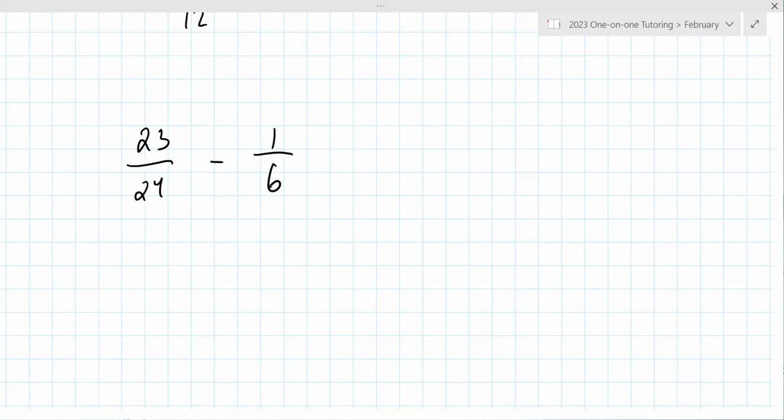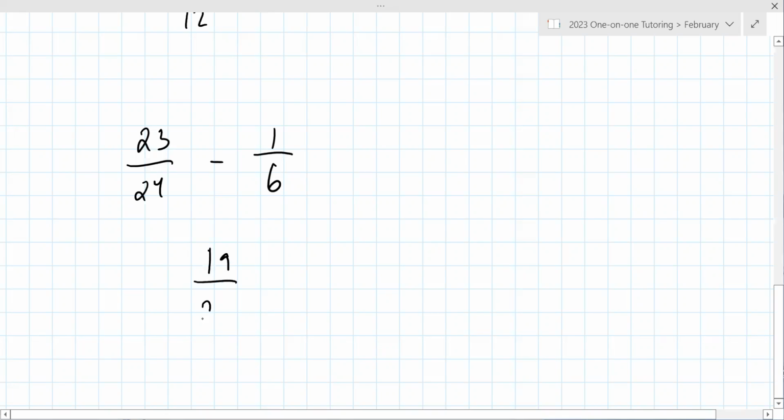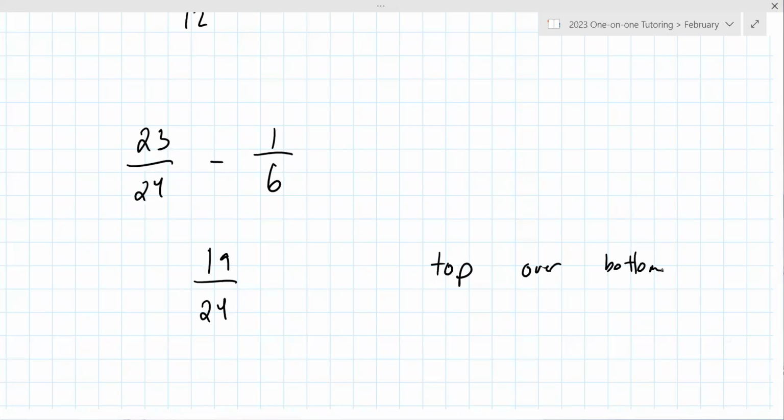Okay, I got my final answer. Okay, what is your final answer? 24 over 19, wait, 19 over 24. So it's the top, you say the top over the bottom. Top over the bottom. So in this case, it would be 19 over 24. Okay.